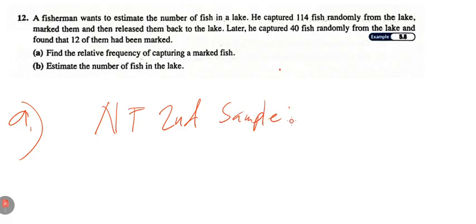For the second sample, there are about 12 then. Now, for the total number of fish in the second sample, there were about 40 then.